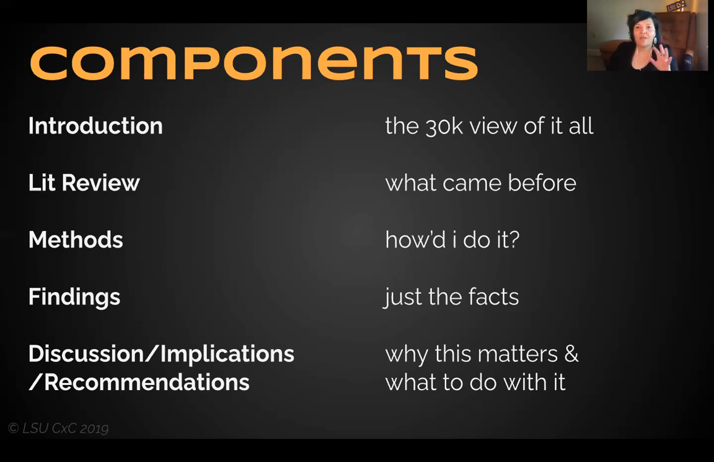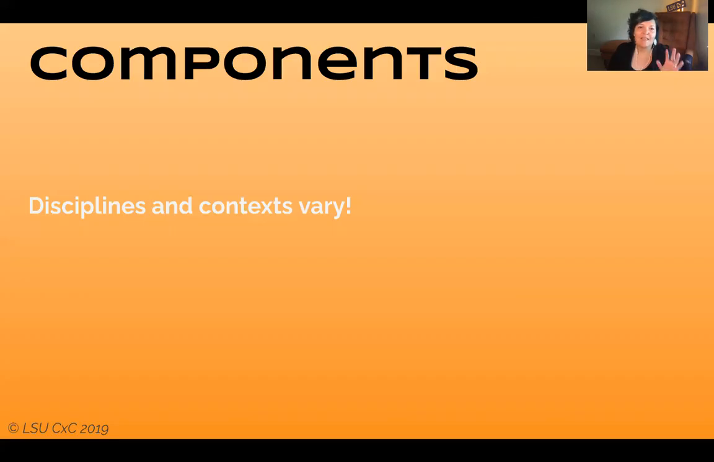And now, while these components appear in most research projects across disciplines, it's really important for you to realize that disciplines and contexts can vary. The way you shape this in a paper for sociology might be different, and in fact is likely different from the way you shape this in a paper for engineering or for another kind of class. So keep in mind that disciplines and even contexts within disciplines can vary.